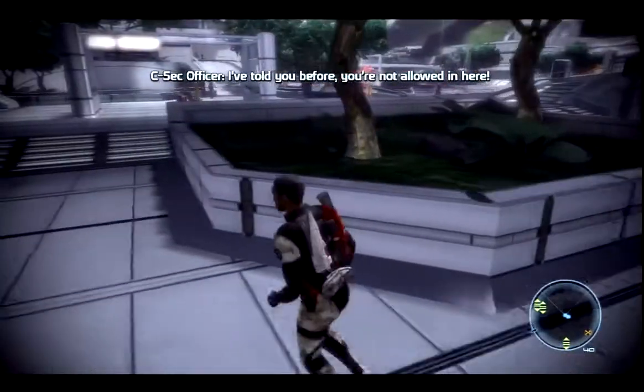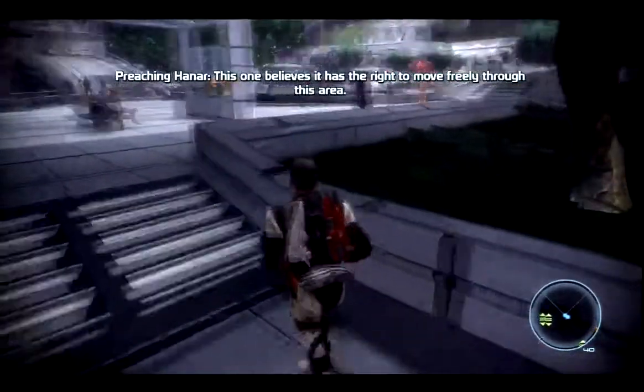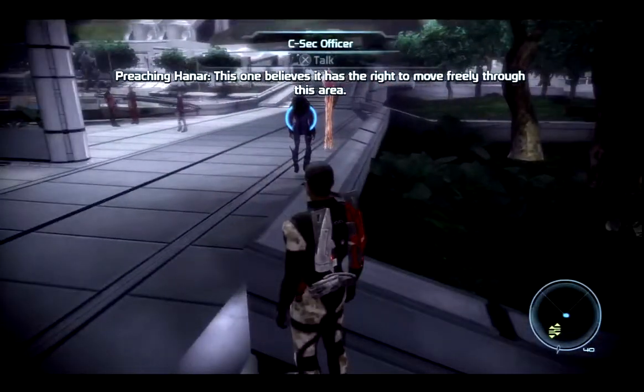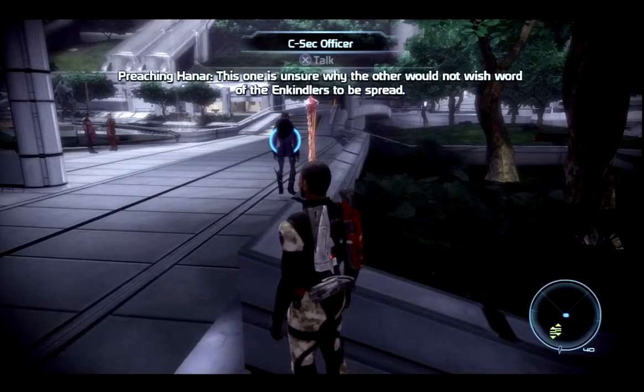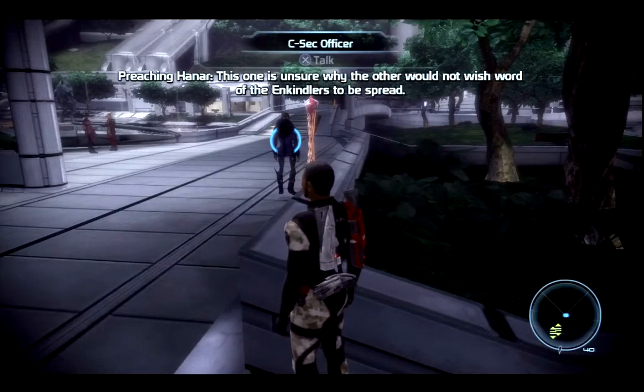Not allowed in here. This one believes it has the right to move freely through this area. You're creating a public disturbance. It's against Citadel regulations. This one is unsure why the other would not wish word of the Enkindlers to be spread.